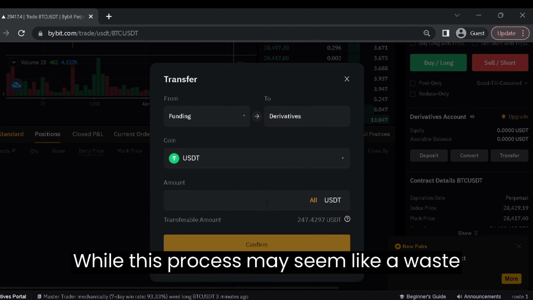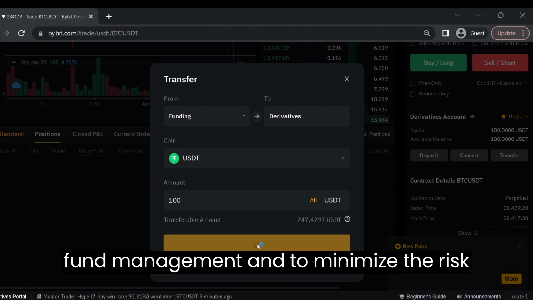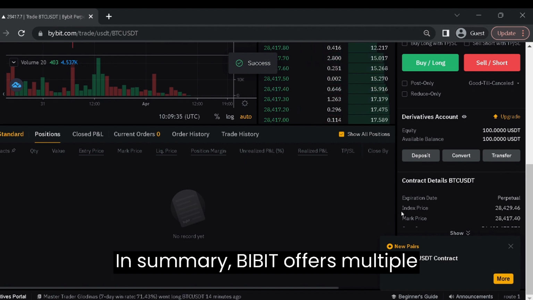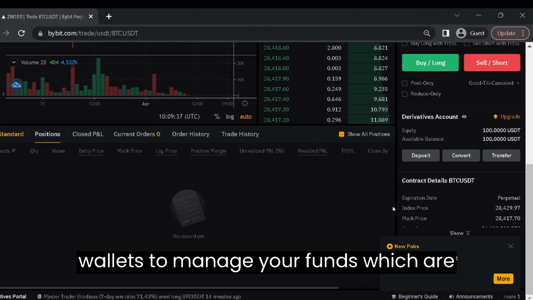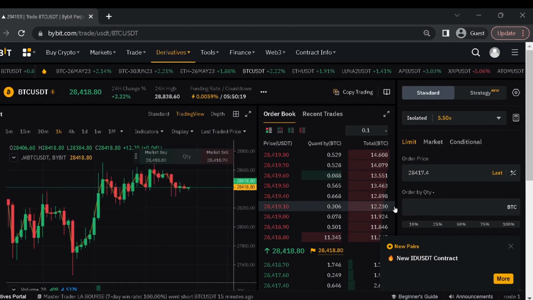While this process may seem like a waste of time, it is crucial to ensure proper fund management and to minimize the risk of losses. In summary, Bybit offers multiple wallets to manage your funds, which are isolated from each other to prevent any confusion.